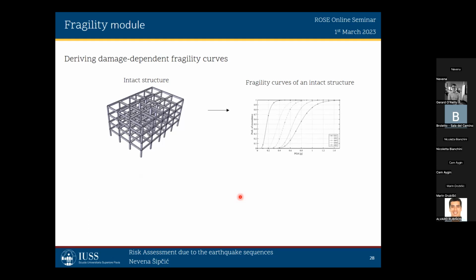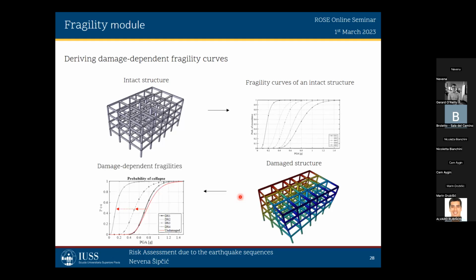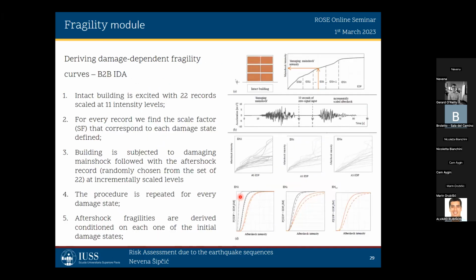And we get the fragility curves for an intact structure. Then we are left with the damaged structure because of the so-called main shock event. And then for this damaged structure, we run the analysis again, and we obtain the fragility curves that are dependent on the damage that we observed during the main shock. So we focus on how to derive damage-dependent fragilities. And there are different ways in the literature on how we can do this. I would say that the most used way is to use back-to-back IDA.